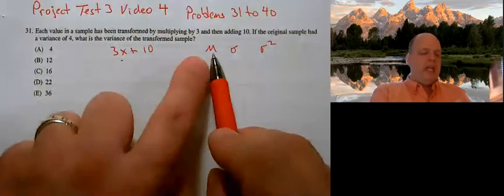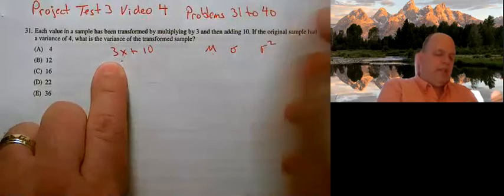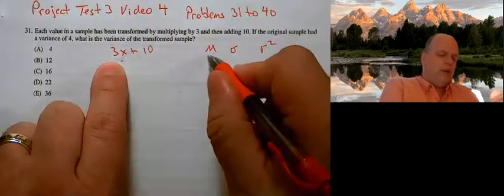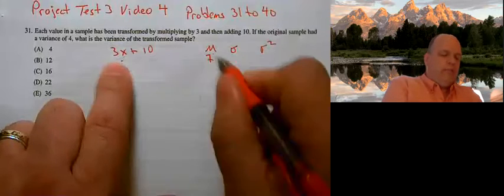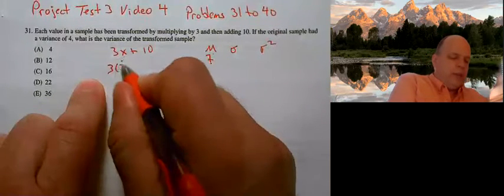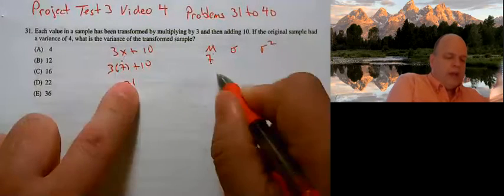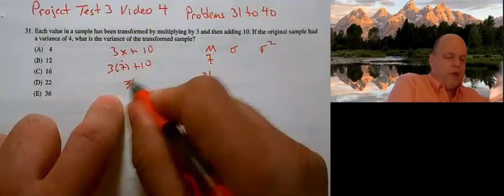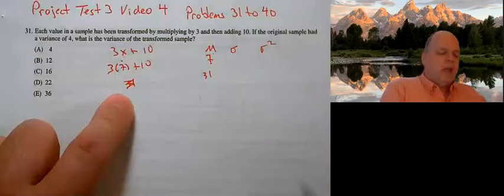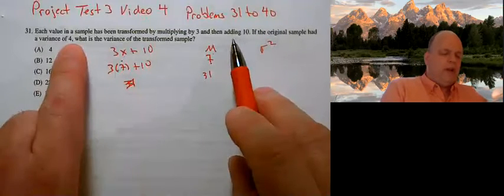First off, with the mean, I could just plug it in. Let's say they've given us a mean of, I don't know, 7. Then if the mean had originally been 7, we could go 3 times 7 plus 10, 21 plus 10, so the mean is now 31. The transformed mean would be 31. That'd be easy.